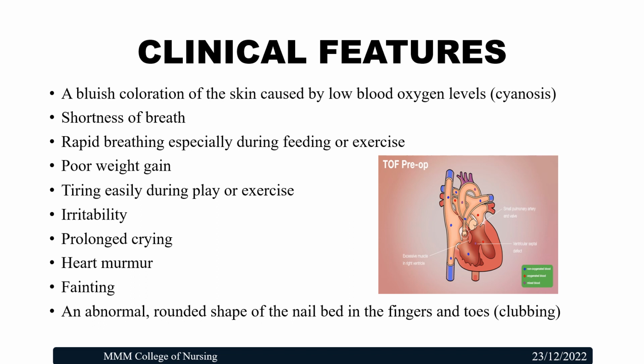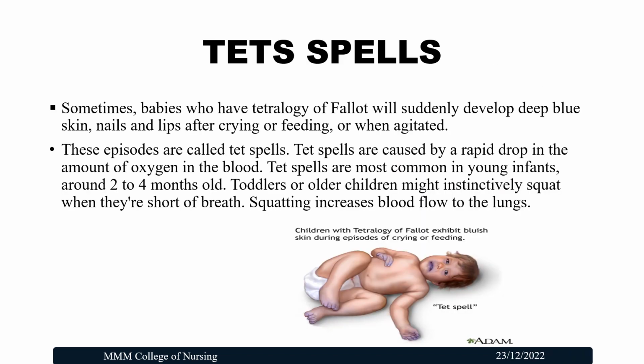Poor weight gain, tiring easily during play or exercise, irritability, prolonged crying, heart murmur, fainting, an abnormal rounded shape of the nail bed in the fingers or toes, that is clubbing of fingers you can see. So these are the clinical features of tetralogy of Fallot.